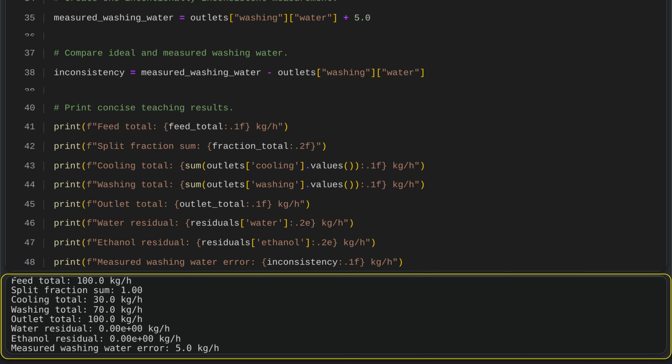This script simulates splitting a water and ethanol feed into cooling and washing outlets using specified fractions. It checks that the fractions add to a complete split, calculates outlet flows, and tests component mass balances. By intentionally adding extra water to the washing stream, it creates a detectable imbalance, showing why accurate measurements and mass balance checks are essential in process simulations.